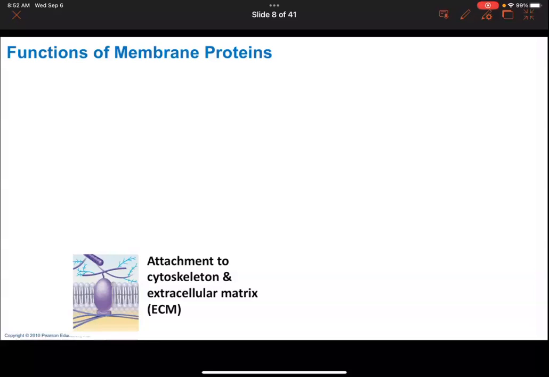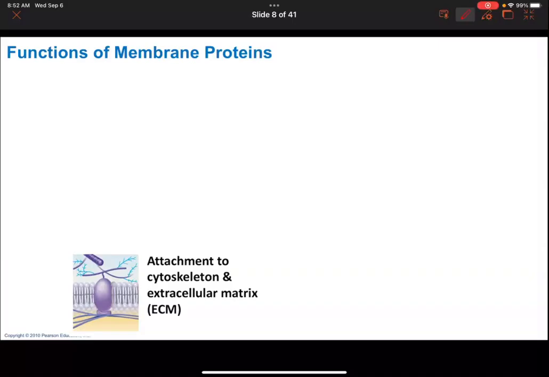Now, when we look at the different proteins within a cell membrane, cells can have many different types of proteins that are going to carry out different functions. It just depends on what the cell needs to do. Some of the membrane proteins act as attachment anchors.